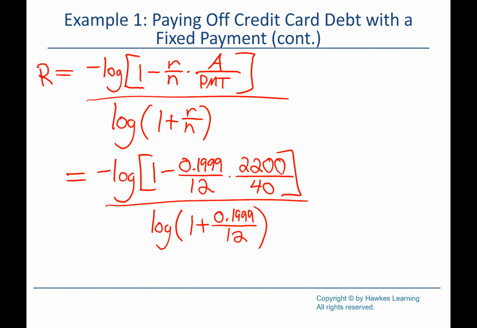Okay. So what I'm going to do is I'm going to figure out the part inside the bracket on the top, and I'm going to write that number down. And then I'm going to figure out the part in the parentheses on the bottom, write that number down, and then just take the negative log of the top over the log of the bottom. Okay? So if we do that, though, we have to be careful. We have to keep a bunch of decimal places, because if not, we'll be a little bit off with our answer.